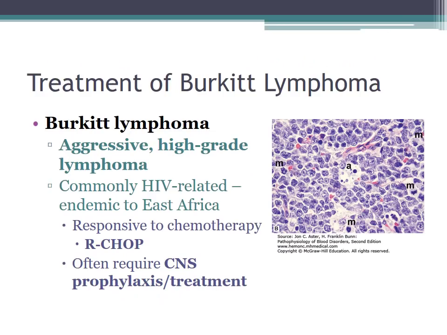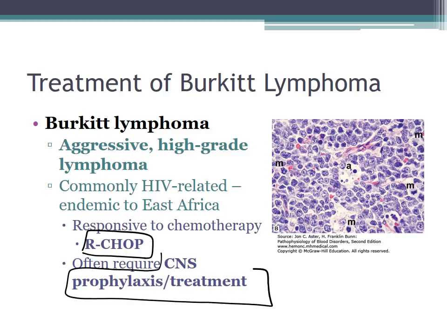patients. For the treatment of Burkitt cell lymphoma or Burkitt lymphoma, remember, this is a very aggressive, very high-grade lymphoma. It's commonly related to HIV infections and is especially endemic to East Africa, so it's very common there. And this is a type of lymphoma that is pretty responsive to the R-CHOP therapy for chemotherapy. But these patients are also going to need CNS prophylaxis, so they're also going to need intrathecal and intracranial treatments of the chemotherapeutic.